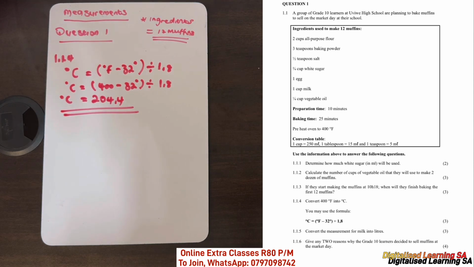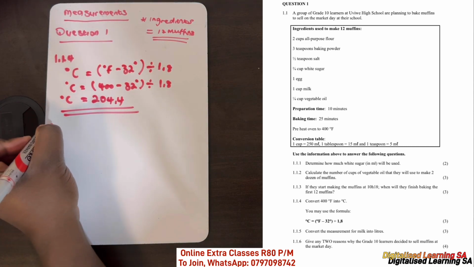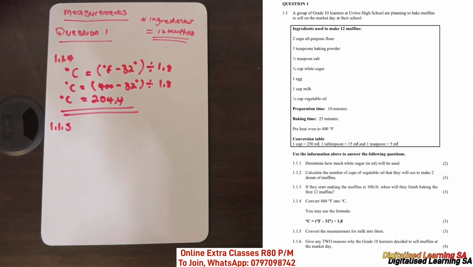Okay, so now let's move to the next question, which is question 1.1.5. So question 1.1.5 says that convert the measurement for milk into liters. So if we go back to our table, we can see that 1 cup of milk is equals to 250 milliliters. So let's just read our question again.